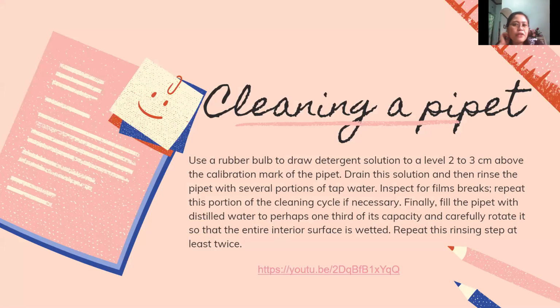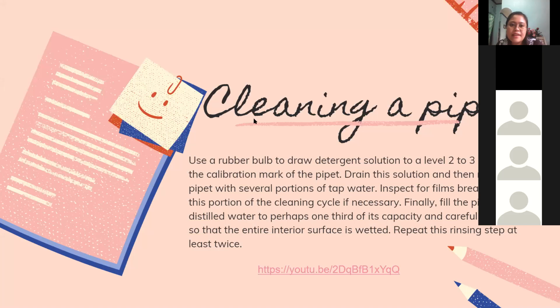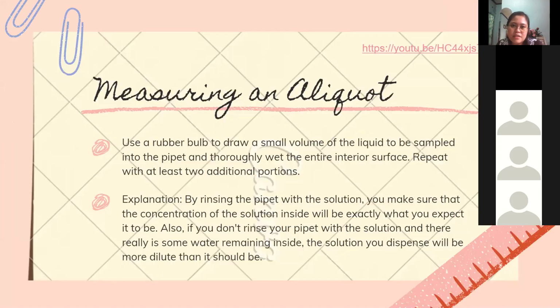Okay? And then for the cleaning of the pipette, I will not dwell on this any longer. You can rewatch the video on YouTube if you want to learn or relearn how to clean the pipette. I will not discuss it thoroughly. And then for measuring and aliquot, I have only placed the first part because you have to explain why we are doing this. What you are asked to explain, class, is the procedure: use a rubber bulb to draw a small volume of the liquid to be sampled into the pipette and thoroughly wet the entire interior surface. Repeat with at least 2 additional portions. So you have to explain why we are doing this before using the pipette.